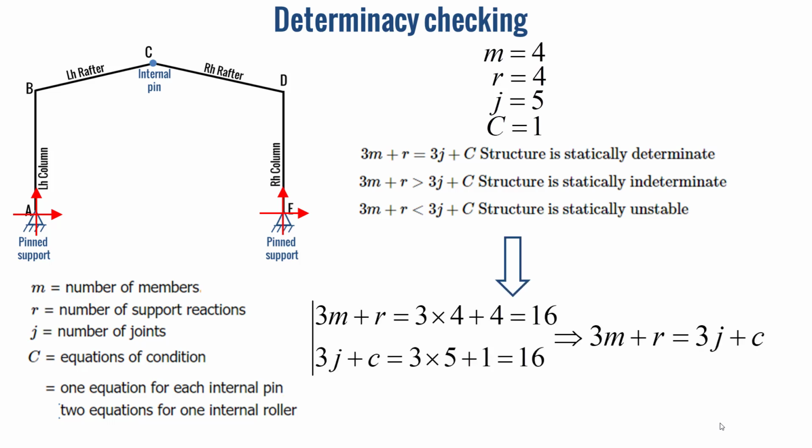And here 3M plus R is equal to 16 and 3G plus C is equal to 16, so 3M plus R is equal to 3G plus C. So our structure is statically determinate. As we indicated before, it's simple to solve the problem since the number of equations is equal to the number of unknowns.